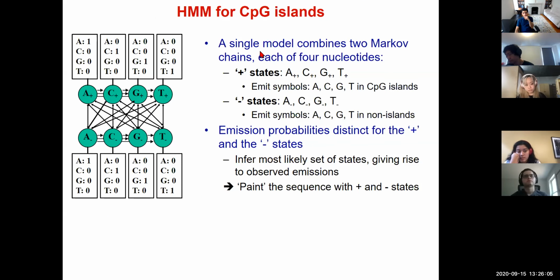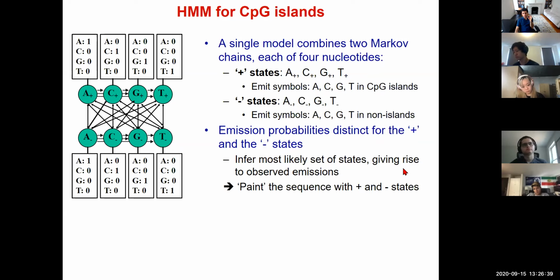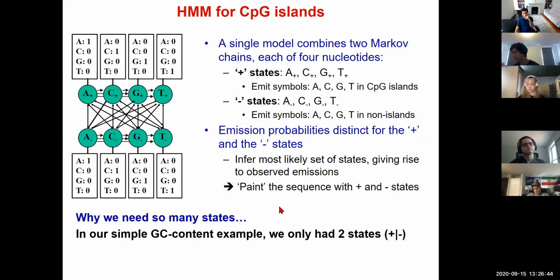Okay? So we basically now have a single model that combines 2 Markov chains, each with 4 nucleotides. We're going to have the promoter states, or plus, with ACGT, which emit symbols ACGT in CpG islands, and states ACGT for the minus for outside CpG islands, where the emission probabilities are going to be distinct for the plus and the minus states. And we're going to infer the most likely set of states giving rise to the observed emissions. And therefore, we're going to be painting the sequence with, again, plus and minus states.